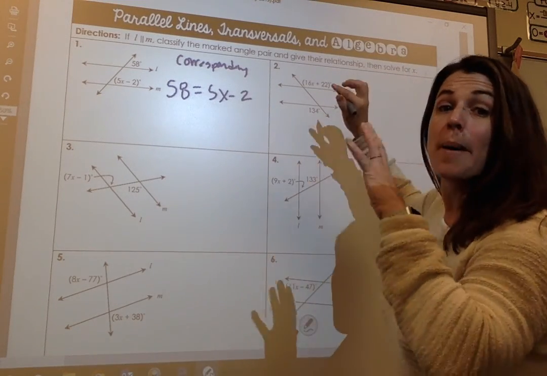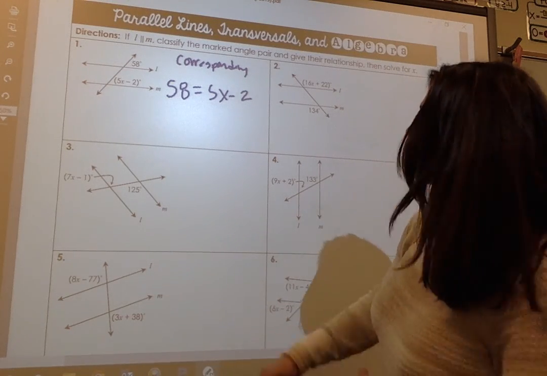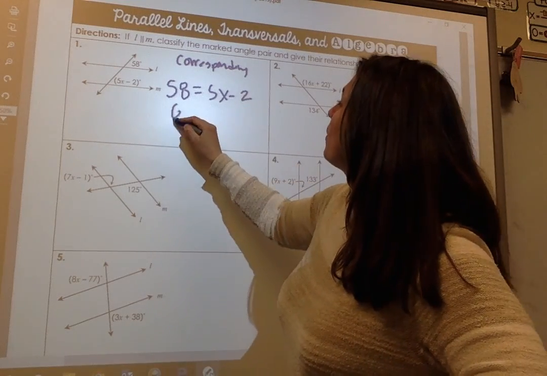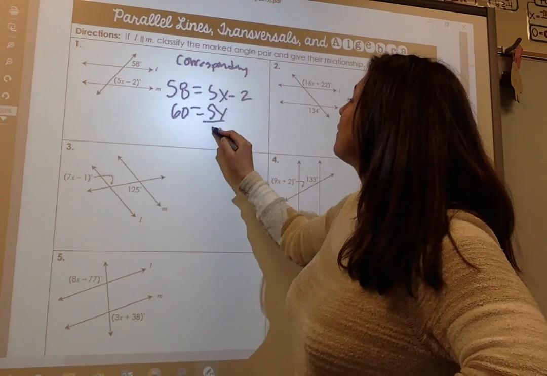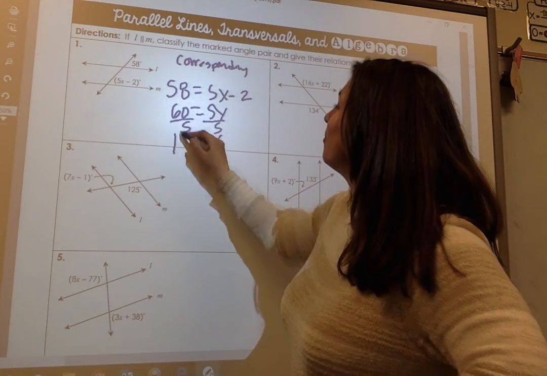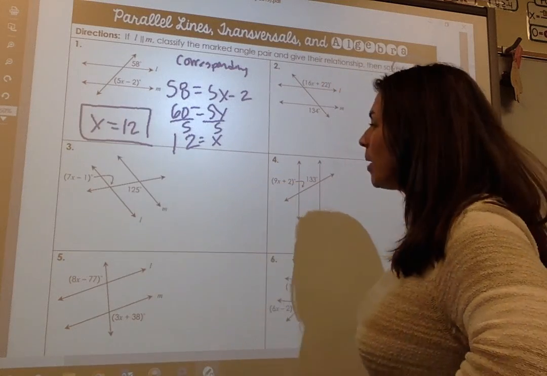Pay attention because sometimes I'm going to ask for the angle measurement. Sometimes I'm going to want the variable. So in this case, it's x. So I'm going to add 2 on both sides. I'm going to divide by 5. And I get x equals 12. So x equals 12, and that's the part that I'm boxing.